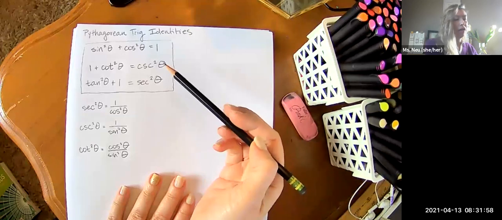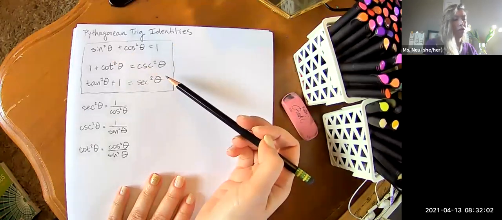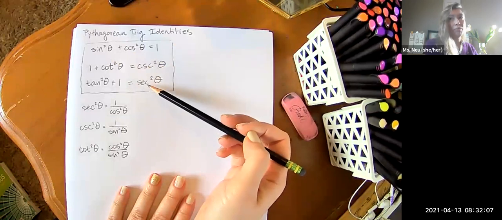A couple of quick things. The video was talking about how you need to know your trig identities. You want to have these written down. These are the main three Pythagorean trig identities.